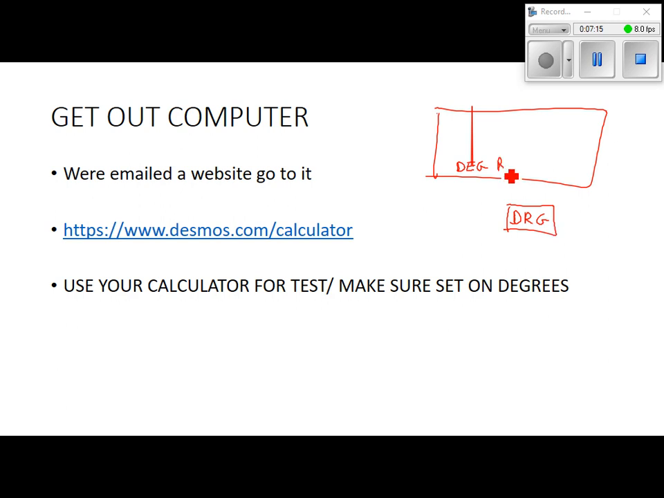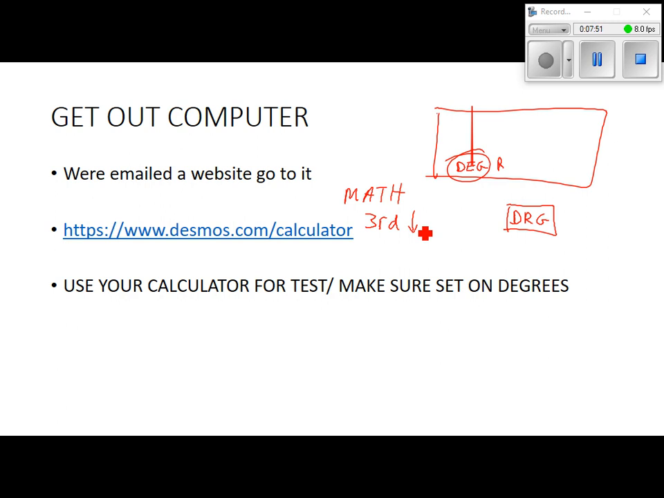There's degrees, radians. Make sure that it's on degrees, all right? Some of the calculators will automatically change it. On the big calculators, on yours, you've got to go into the math button. Push the math button, and the third thing down says degrees and radians. You want to make sure it's on degrees.